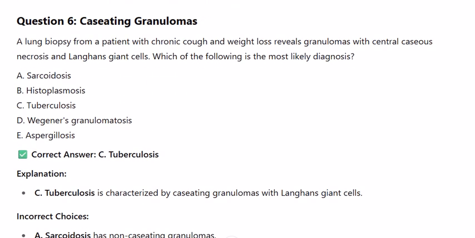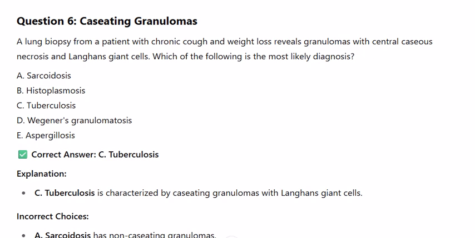Question 6. Caseating granulomas. A lung biopsy from a patient with chronic cough and weight loss reveals granulomas with central caseous necrosis and Langhans giant cells. Which of the following is the most likely diagnosis? A. Sarcoidosis. B. Histoplasmosis. C. Tuberculosis. D. Wegener's granulomatosis. E. Aspergillosis. Correct answer: C. Tuberculosis.